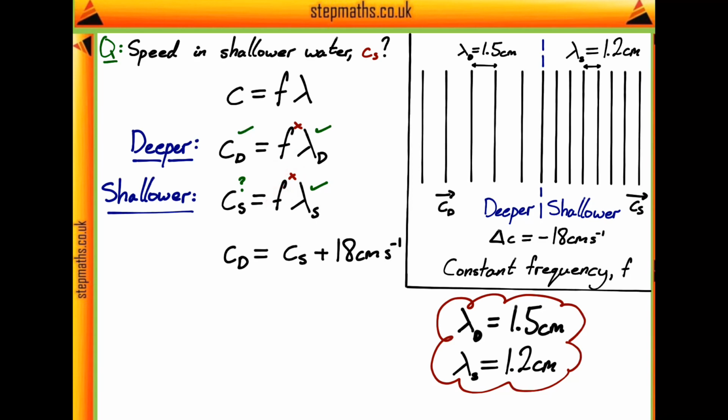If we did eliminate it, then we'd have two known values, and out of these two, the only unknown is CS. So CS is going to be the only unknown when we solve our two simultaneous equations. So how should we go about solving them? Well, there's a few different ways. I'm just going to do one way, which is to divide them. If we divide the shallow equation by the deeper equation, then we get that the ratio between the two speeds is equal to the ratio between the wavelengths.